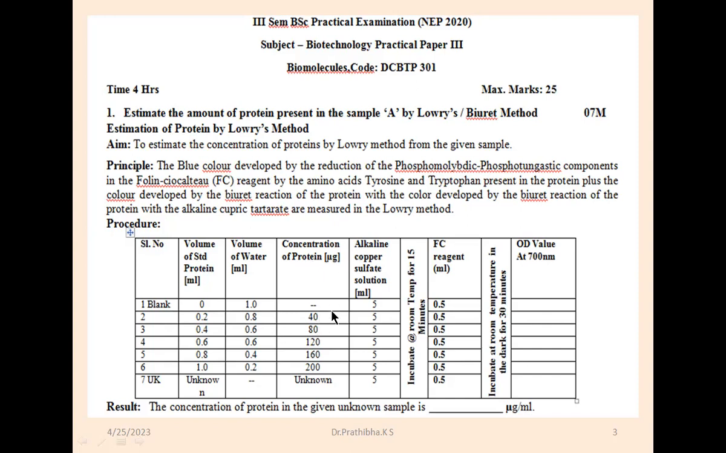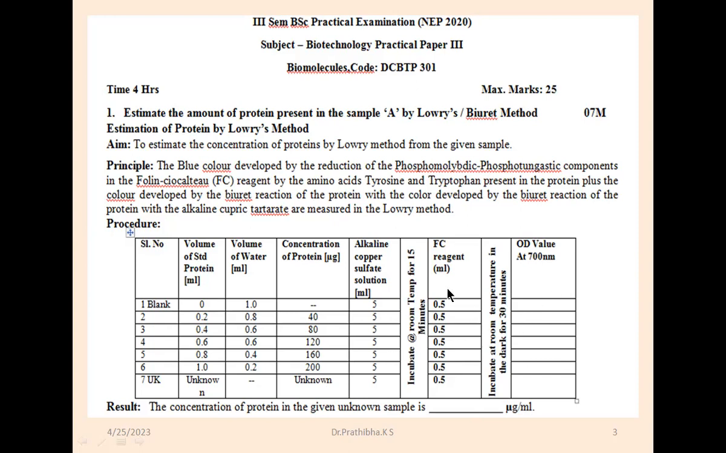Okay, concentration of protein, you need to write here 40, 80, 120, 160, 200. Okay, then after adding FC, okay, incubate at room temperature, in the dark, for 30 minutes, then take the OD value at 700 nanometer or 660 nanometer. After plotting the graph, then write the result without fail. The concentration of protein in the given sample is dash microgram per ml. Okay, this is about the Lowry's method.